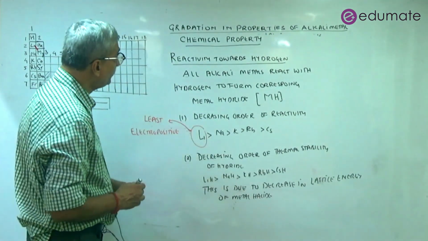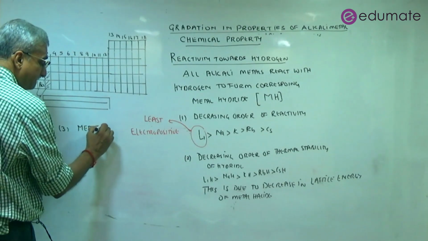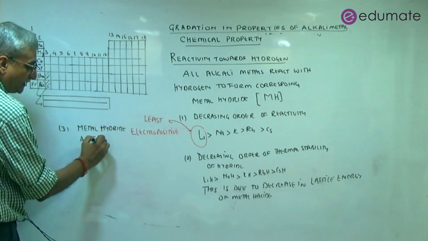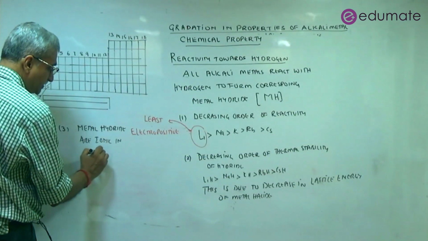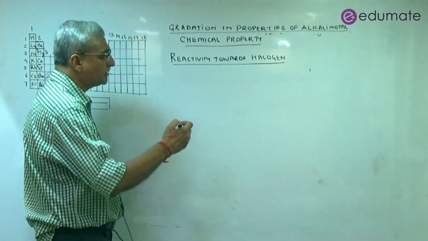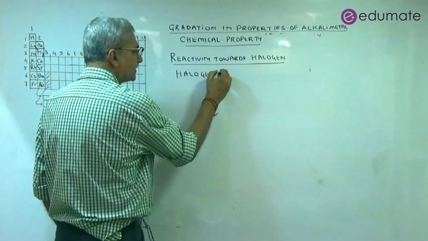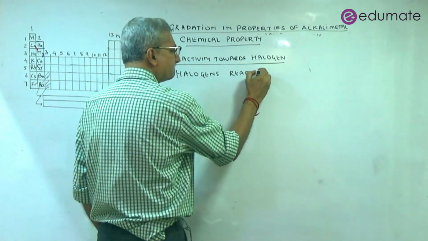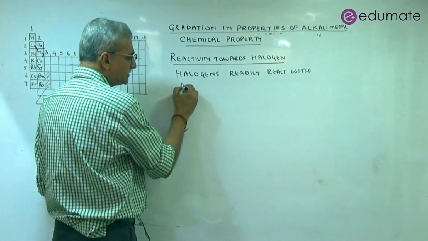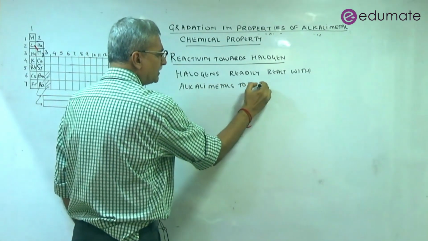So therefore, one more point that I can mention over here, the third point, is that these metal hydrides are ionic in nature. We now talk about reactivity towards halogen. Halogens readily react with alkali metals to form corresponding halides.